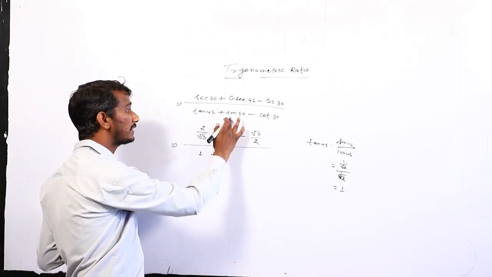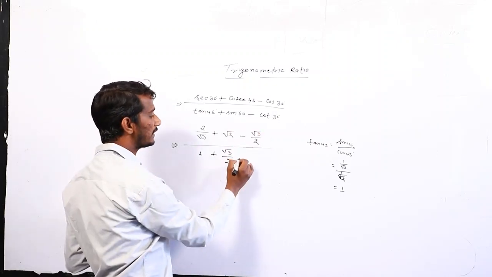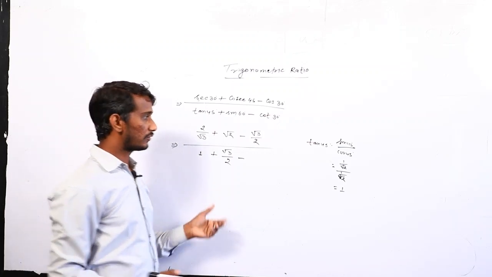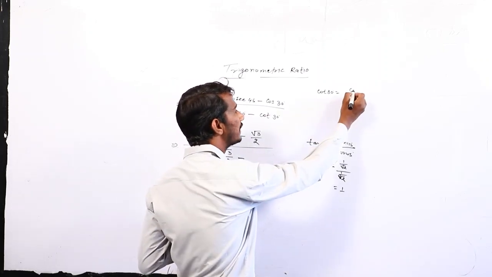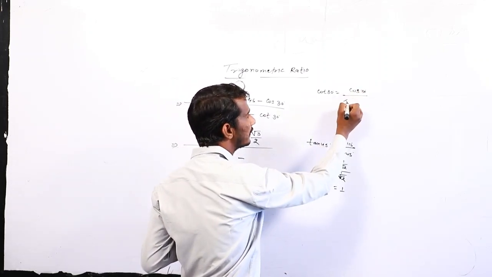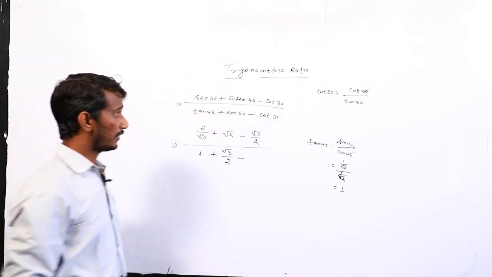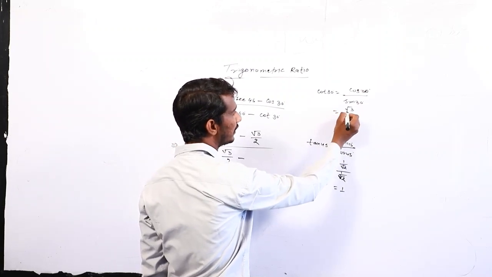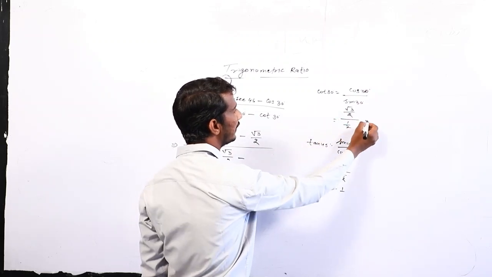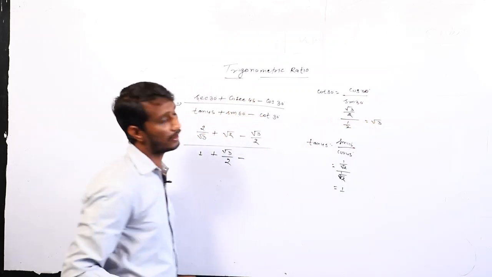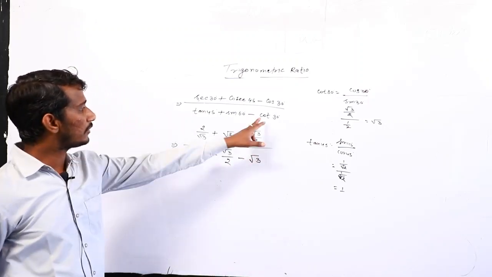Next is the value of sin 60. The value of sin 60 you can directly write as root 3 by 2, and minus cot 30. So again, cot 30 is equal to cos 30 upon sin 30 degree. The value of cos 30 is root 3 by 2. The value of sin 30 degree is 1 upon 2. So we get root 3. That is the value of cot 30.